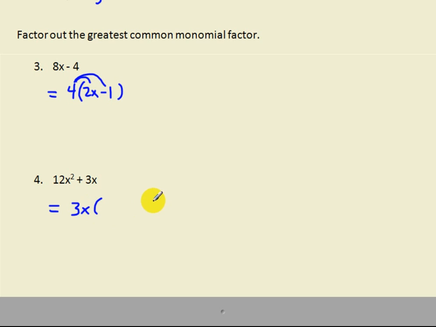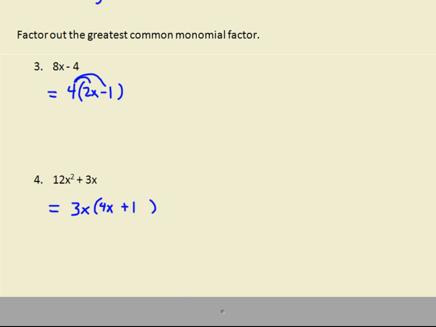So we have 3x parentheses, and then focus on coefficients. 12 divided by 3 is 4. x² divided by x is x. We had 2 x's, but we factored one of them out, so there's 1 left. And then 3x divided by 3x is 1. We factored out that entire term. Don't forget that it still is represented by a 1 here. And again, you can check your work. 3x times 4x gives you 12x², and 3x times 1 gives you 3x.